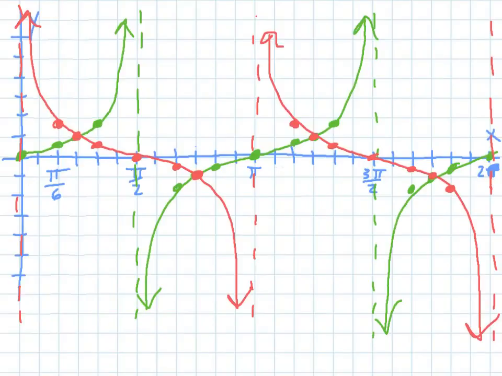Now we'll start applying period and all the other stuff with tangent and cotangent as well, but this is just the basics of what tangent and cotangent should look like when you graph.